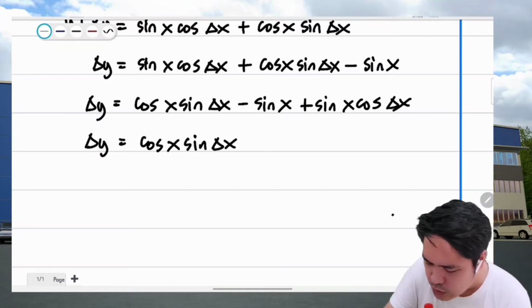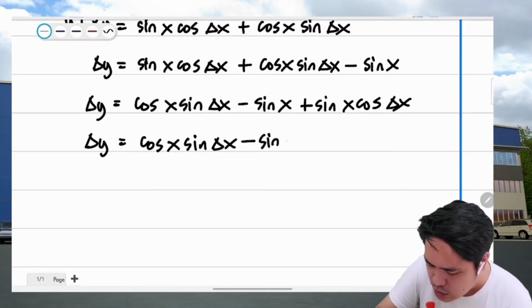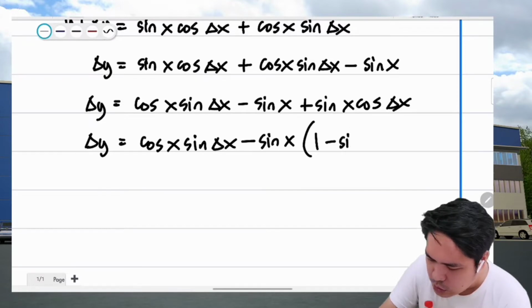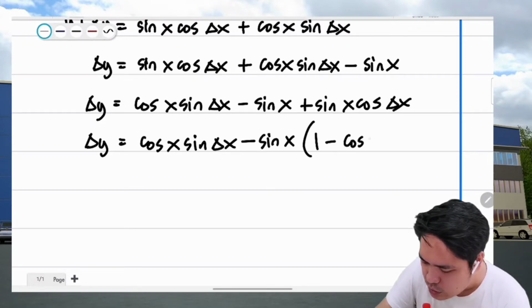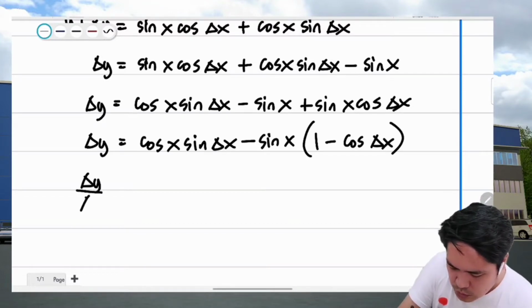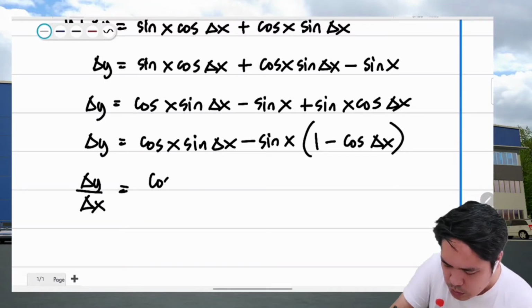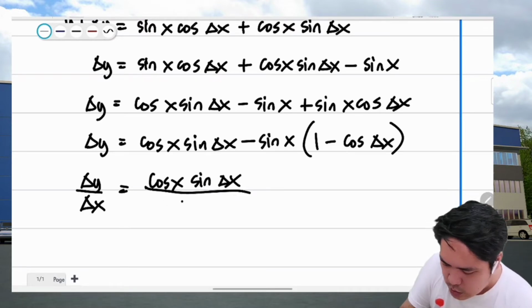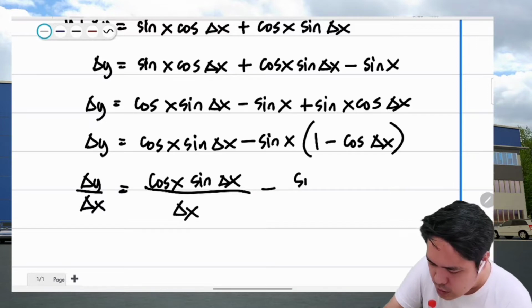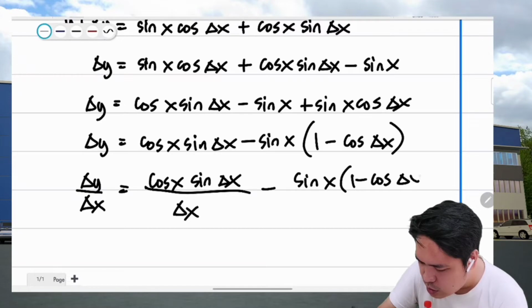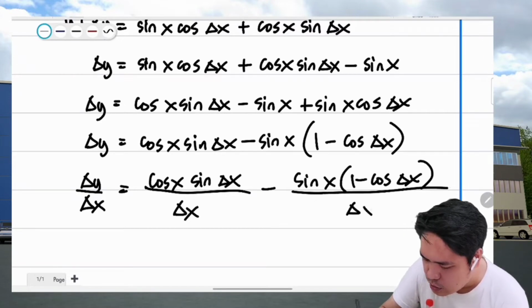If I factor out sine x, that would be minus sine x times 1 minus cosine delta x. Okay? Now, if we divide all terms by delta x, the function would become cosine x sine delta x over delta x minus sine x times 1 minus cosine delta x over delta x.